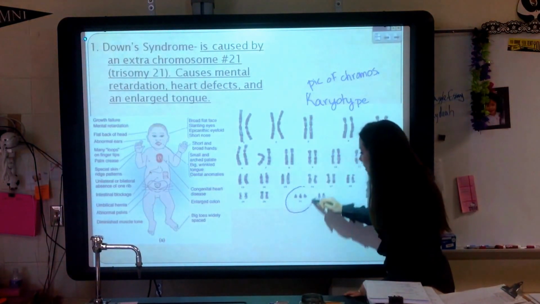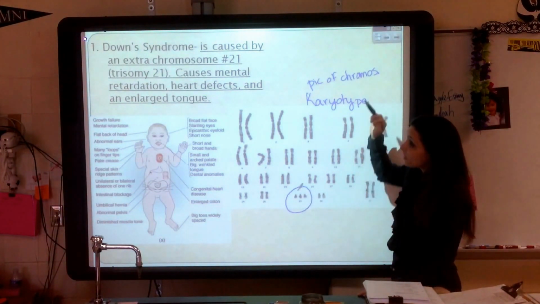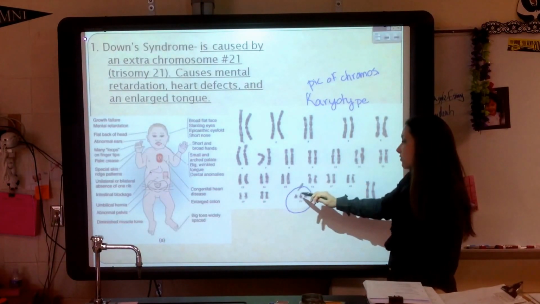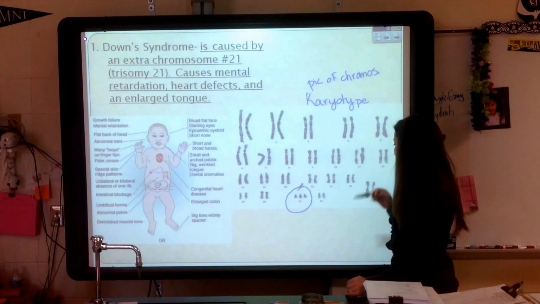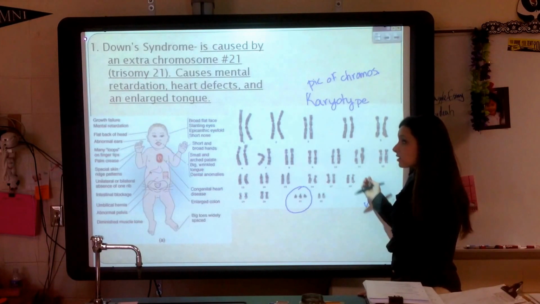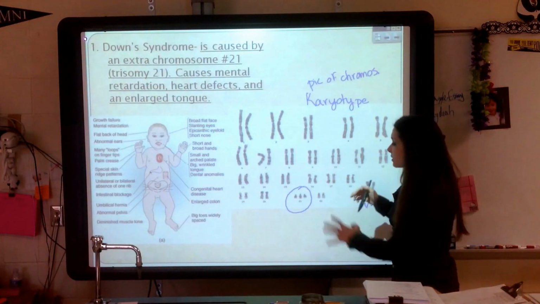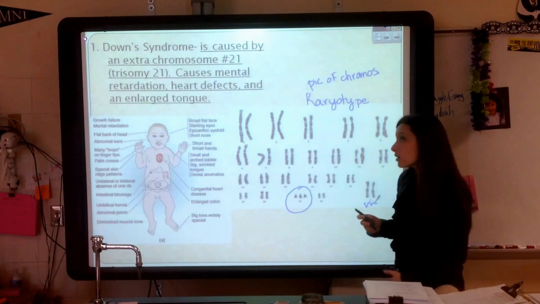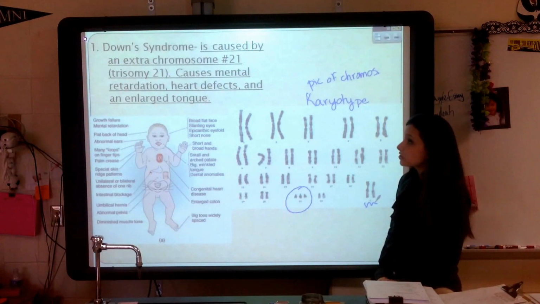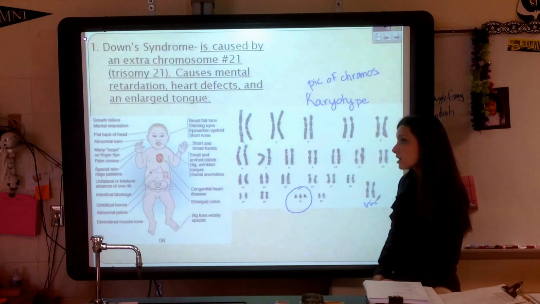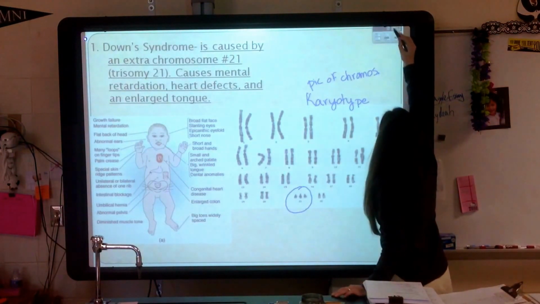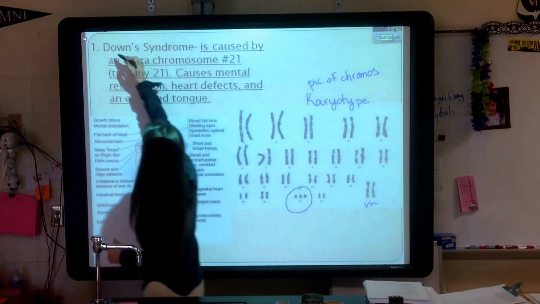When we look here at number 21, we can see that this individual, whosever chromosomes these are, has 3 number 21s. They do have 2 X's, so that means that this individual will be a female who has Down syndrome. Because of all of this extra DNA, they are going to have severe effects. They're going to usually have mental retardation, heart defects, an enlarged tongue, and lots of other symptoms from having this extra chromosome.